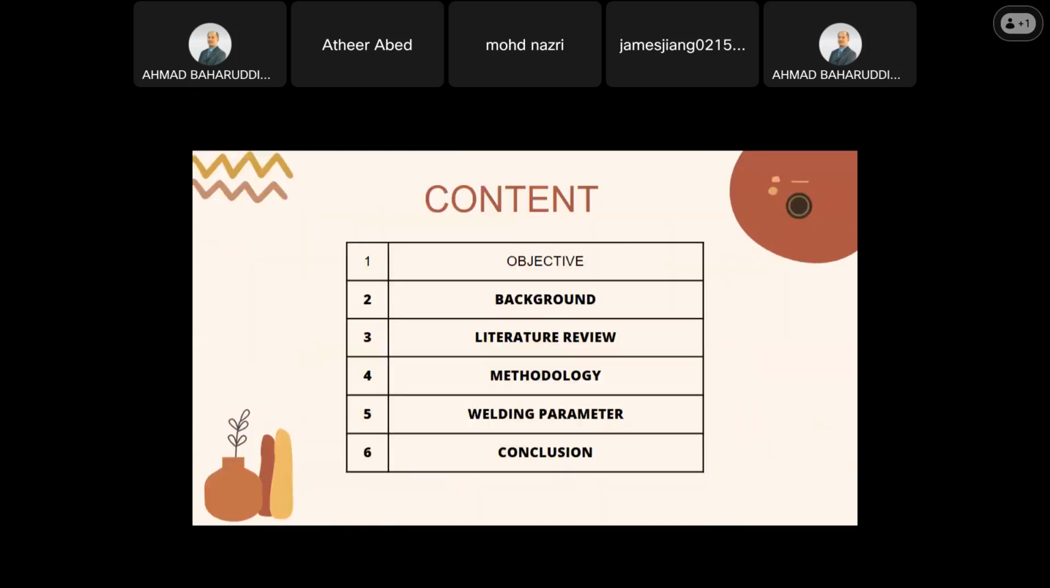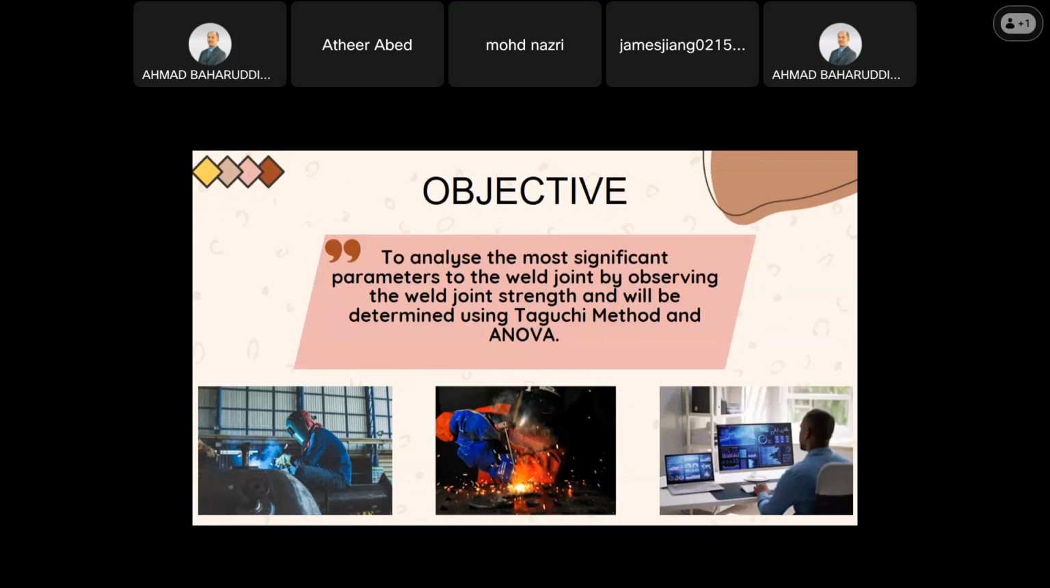So this is the content for my presentation today, which consists of objective, background, literature review, methodology, welding parameter, and the conclusion for my progress. So for the objective, I want to achieve for this final project is to analyze the most significant parameters to the weld joint by observing the weld joint strength, which I will use a laser welding machine, and will be determined using the Taguchi method and ANOVA. The analysis that I will use is by tensile testing.